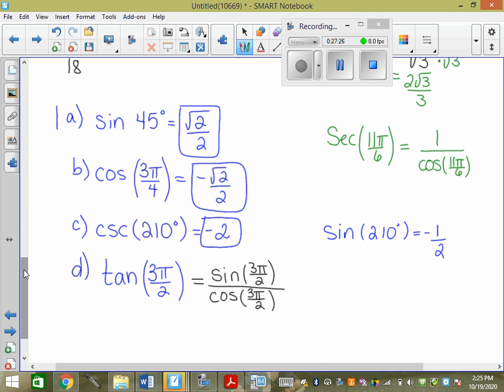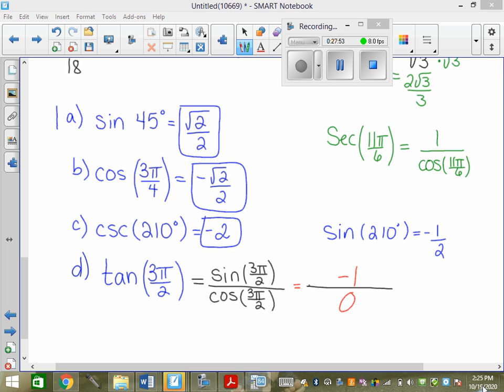What's sine of 3 pi over 2? So sine, I need the y. What's the y at 3 pi over 2? Negative 1. Then I need to put it over cos of 3 pi over 2. What's cos of 3 pi over 2? 0. And what's the devil's magic in math?